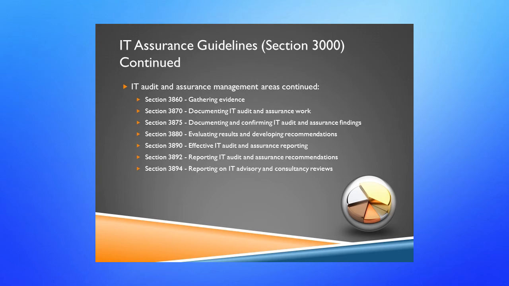And what do we do when we get all that done? Well, we got to communicate those recommendations. That's the effective IT audit and assurance reporting, which is covered by section 3890. Then reporting the IT audit and assurance recommendations, 3892. And reporting on IT advisory and consultancy reviews is section 3894.